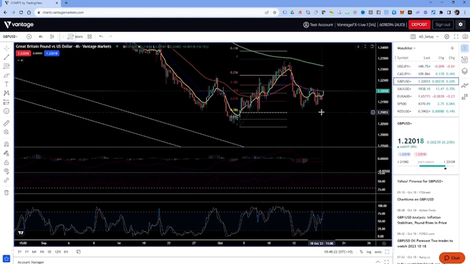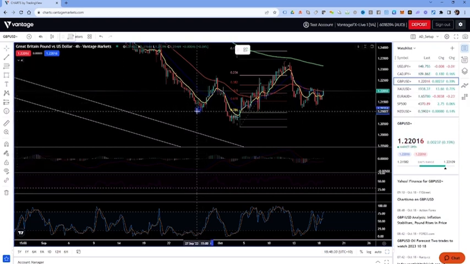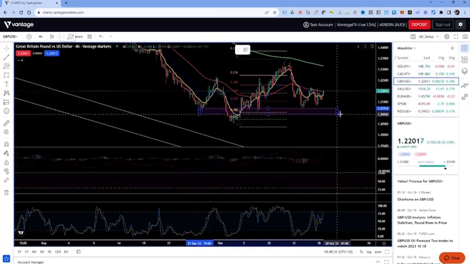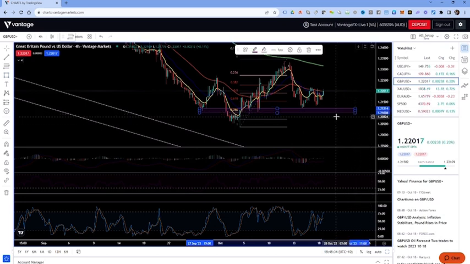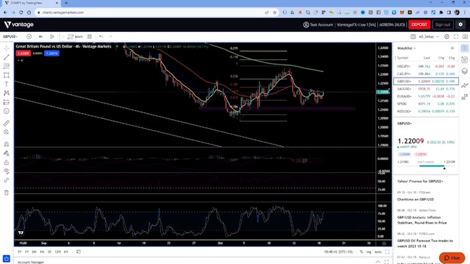So that could be an interesting area to look at, and you can see it's actually quite a nice reactive zone here. You can see recently we've held very, very nicely in this zone. So again, you've got some confluences there potentially in this area if you were looking to buy this, okay, to head back up.